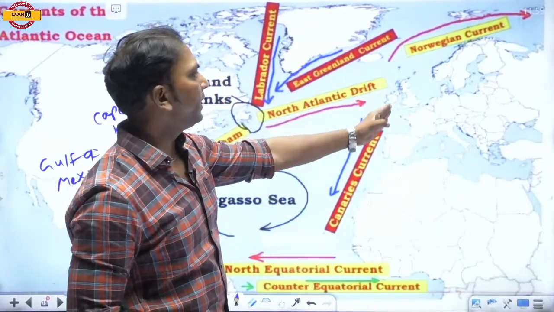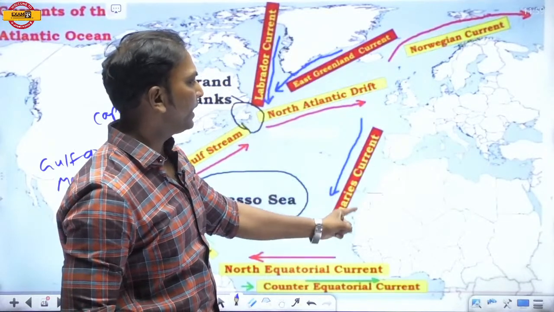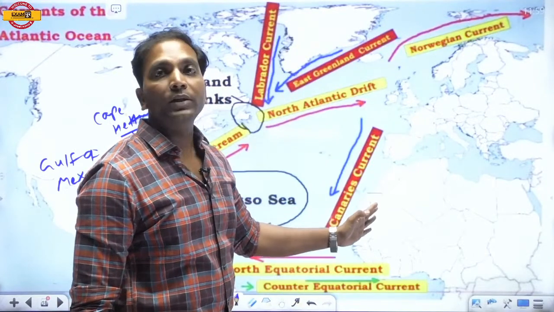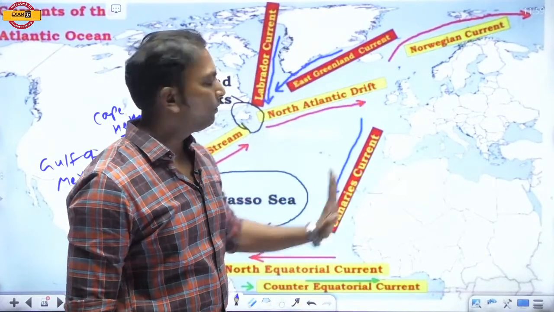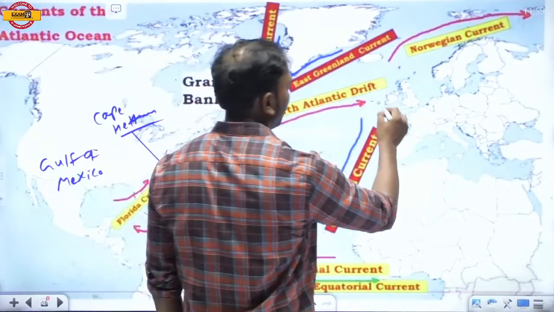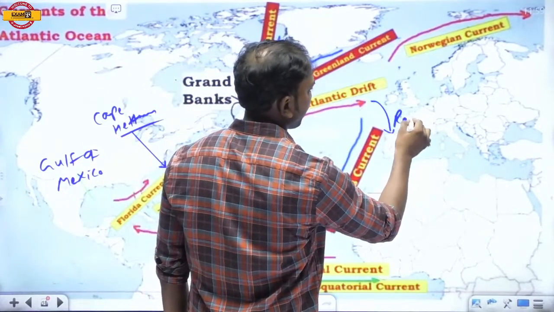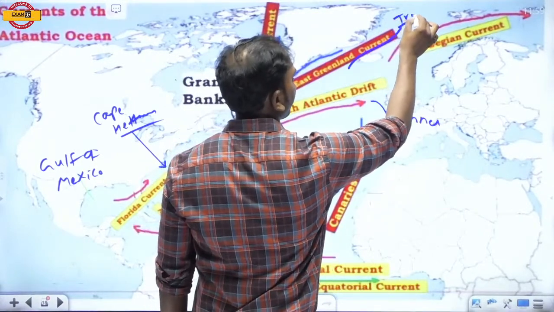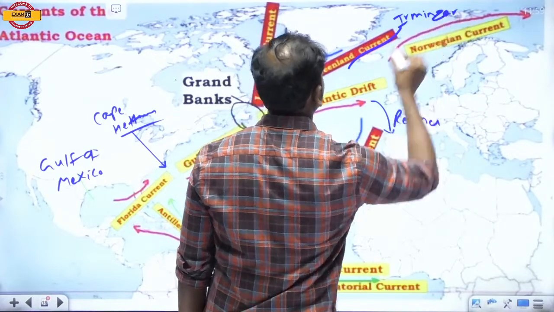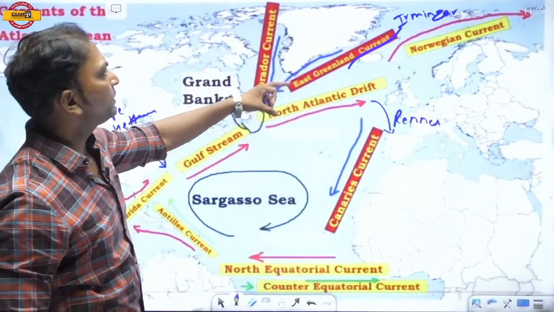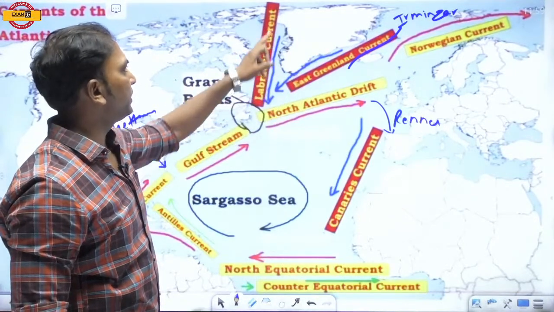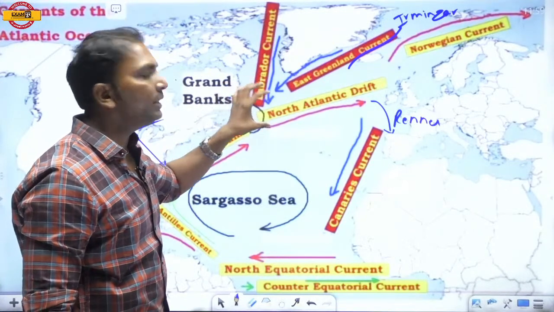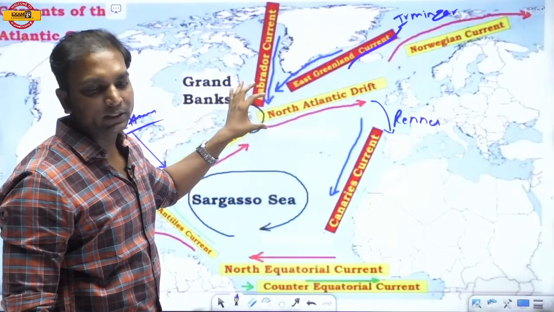Here you can see the Rennell current, and then lastly here it is the Canary current, just at the coastal region of the western coast of Africa. Here you can see the Rennell, and at this side is Irminger. And you can see the East Greenland current is also coming to this place, and the Labrador current is coming to this place. This is the largest fishing ground of the world.